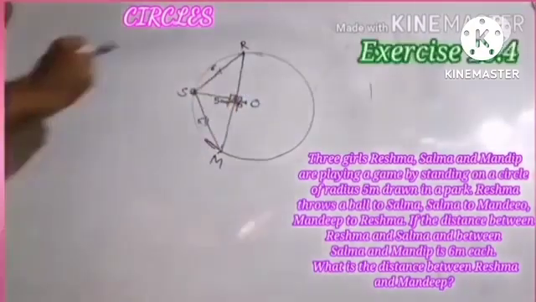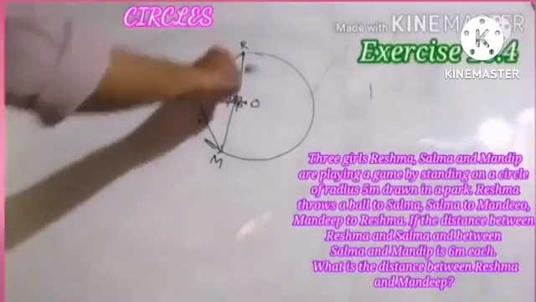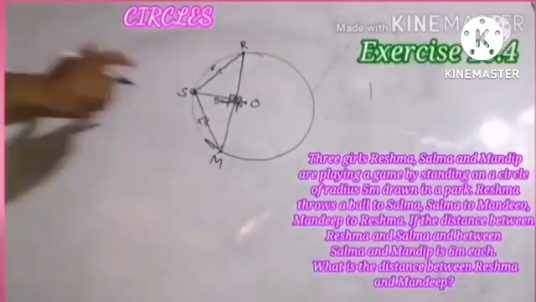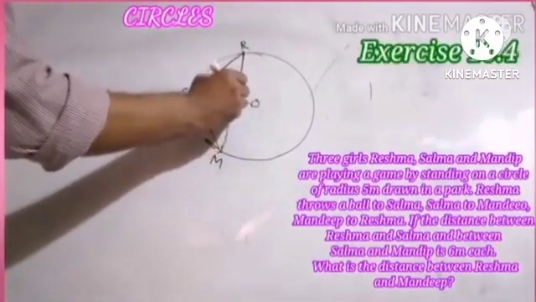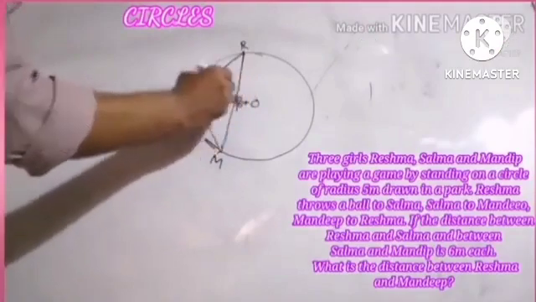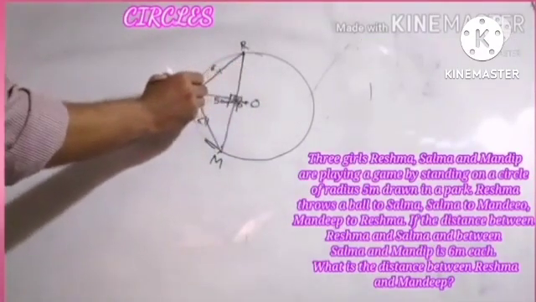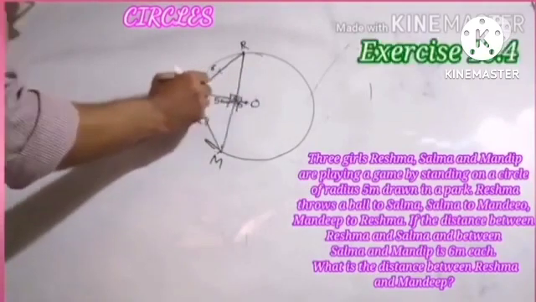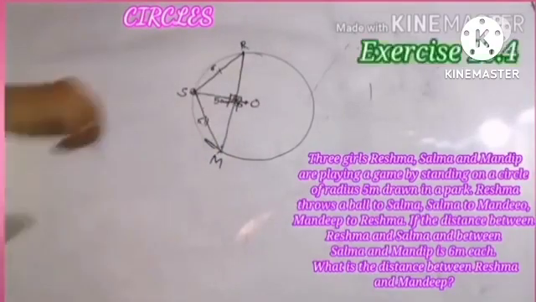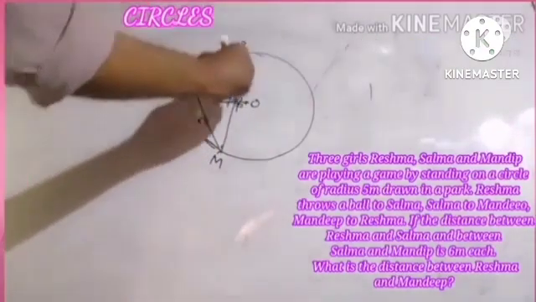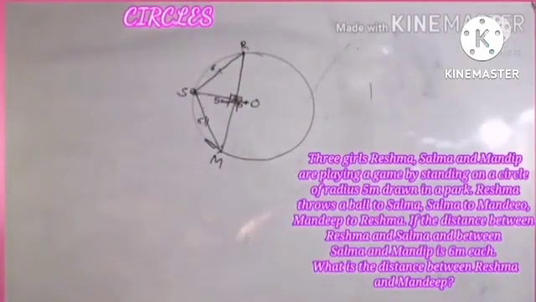So OP becomes the perpendicular bisector of MR. Here SP is the perpendicular bisector of MR, and OP is also the perpendicular bisector of MR. That means OS is a straight line. So what is OS actually here? OS is the radius. So OS and MR are perpendicular to each other. Here OS is the perpendicular bisector of MR. Okay, so write that as a property.